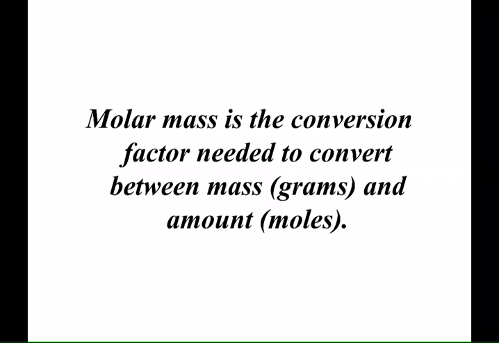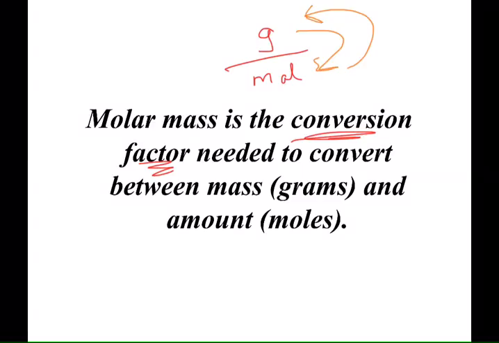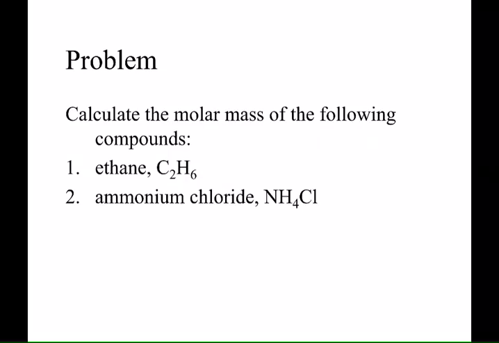This is also a repeat slide. Anytime you have a constant, like grams per mole, the units tell you what you can go back and forth between. We can go from grams to moles, or moles to grams. We might have to flip it, but we can do both of those with the molar mass of a substance. So let's do an example, and it looks sort of like this.